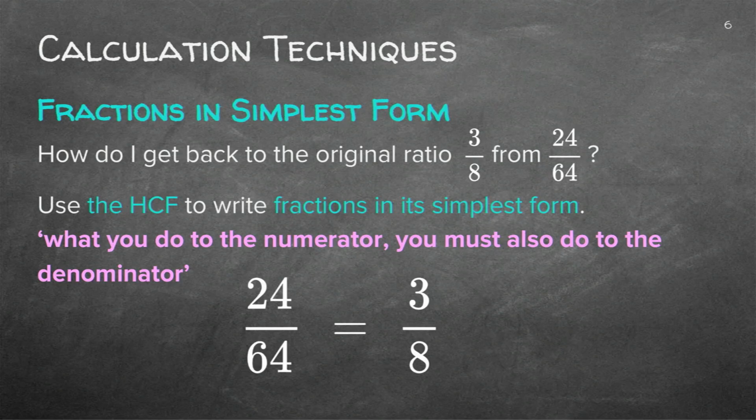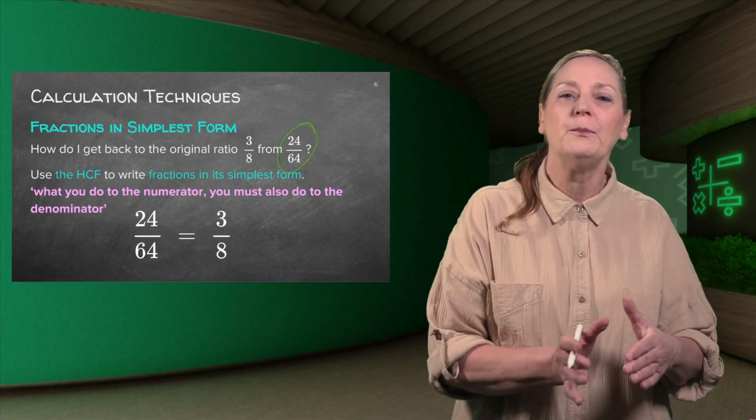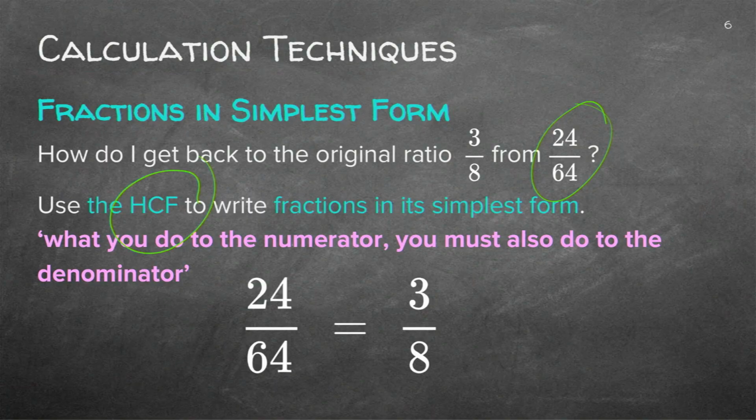Now let's go the other way around. We now want you to take 24/64 and write it in its simplest form. So how do you go back to 3/8? Use the highest common factor to write fractions in their simplest form. So you're going to divide 8 into that, which gives 3, and 8 into 64, which gives 8.